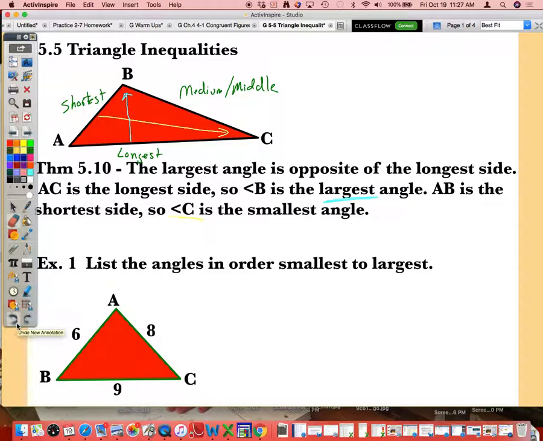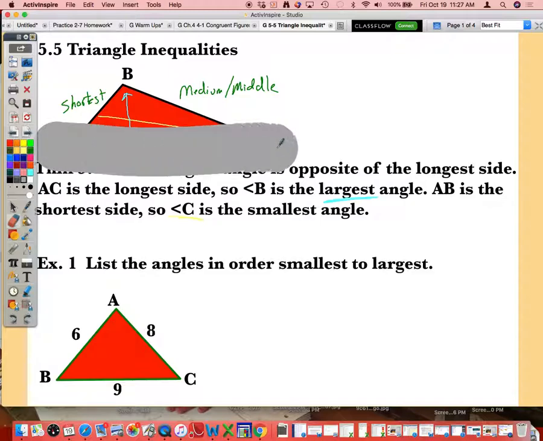Okay, so same thing. When I talk about AC being the longest, what letter's left? B. B.